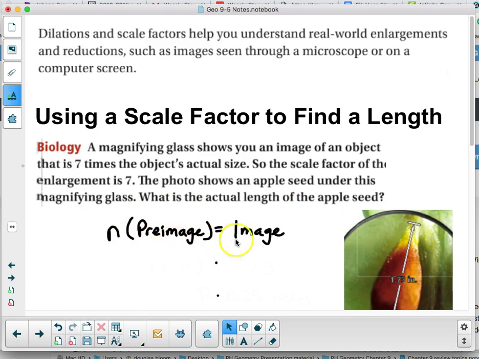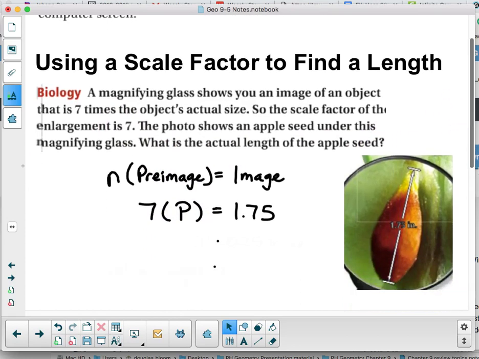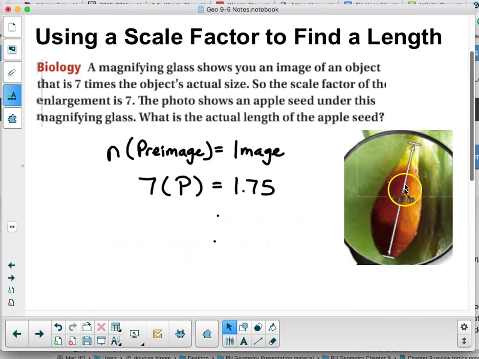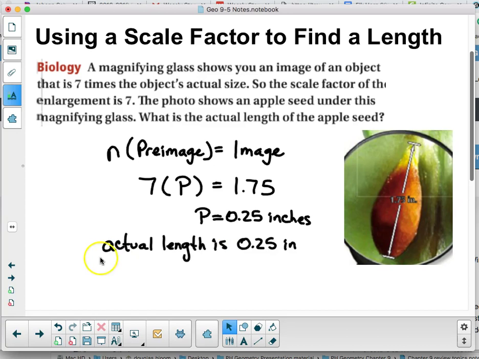So I got pre-image and image. Okay, so they're talking about the n is my 7. And p is what, the actual length of the apple seed. In this picture here, this is 1 3/4 of an inch. Okay, that's my image inside my microscope. That's my image. This is my enlargement. I'm going to find p. How would I get p by itself? Divide by 7. So I can divide by 7 and find it's 0.25 inches. Word problem, word answer, actual length is 0.25 inches.